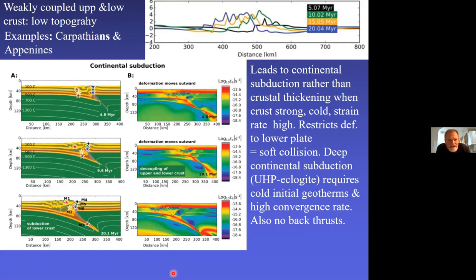So when there's a weak coupling between the upper and the lower crust, an orogen forms with a relatively low topography, and examples are the Carpathians in Eastern Europe and the Apennines in Italy. And as you can see, the deformation is mainly concentrated in the downgoing plate. The upper plate basically remains relatively untouched in this process, and there is a chance that the downgoing plate can reach deep levels and form eclogite.